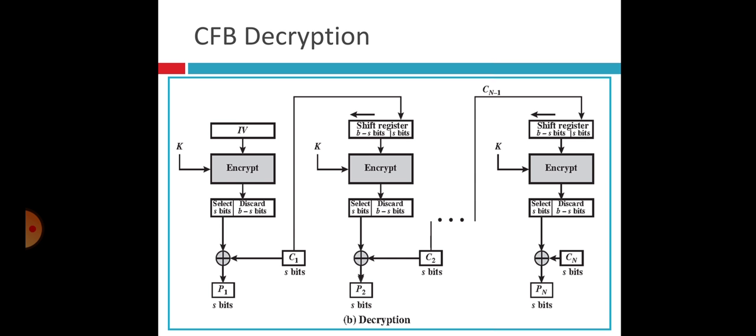CFB decryption is the same process in the opposite direction. Here we can see the encryption standards. S bits go to P1 and C1 S bits by using a key. Then P2 S bits go for C2. Here we have already identified many equations for decryption standards.